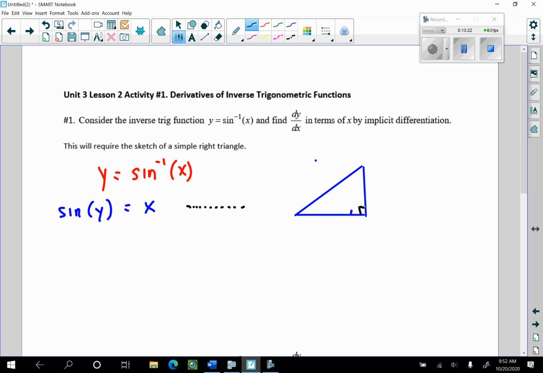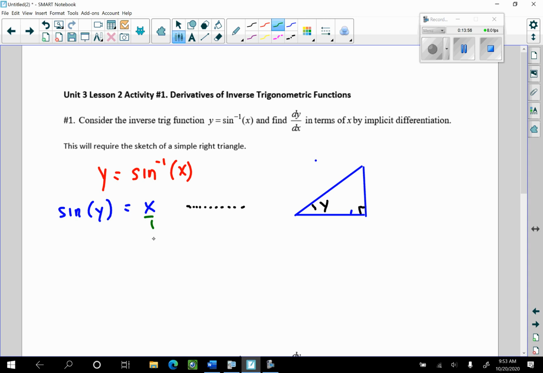This y is what kind of a creature? And I know that anyway, because arc sine pops out an angle. So this guy right here is y. That angle is y. And by the geometric definitions of the trigonometric ratios, the sine is what? Adjacent over hypotenuse or opposite over hypotenuse? Opposite over hypotenuse. So, another way I can write x is x over 1.